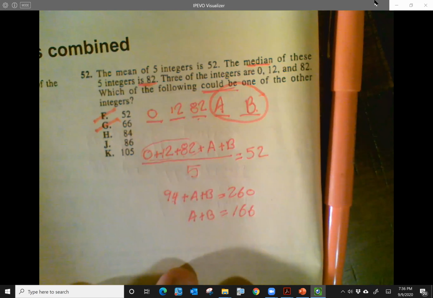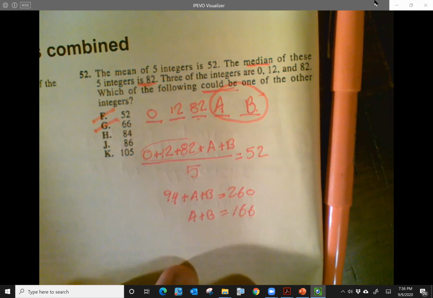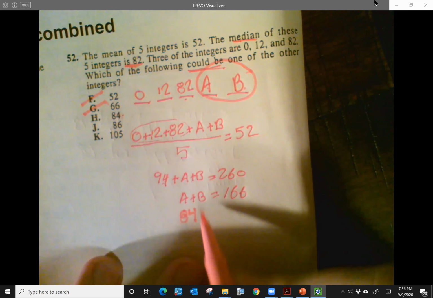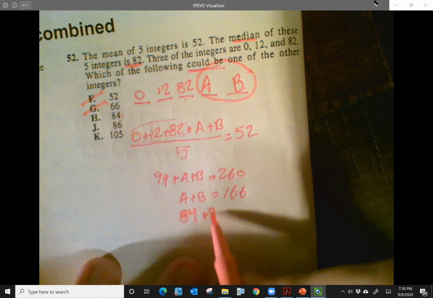And one of the mantras on this test should always be glance at the answers and eliminate answers that don't make any sense. The F and the G, they're not bigger than 82, so I can eliminate those. So now I'm going to look at some numbers here. It says, which of the following could be one of the other integers? So let's try 84, because they're telling us these numbers. If I say one number is 84, wouldn't the other number have to be 82 to give us 166? So could an 82 be the A and an 84 be the B? I think that would make this work out okay.